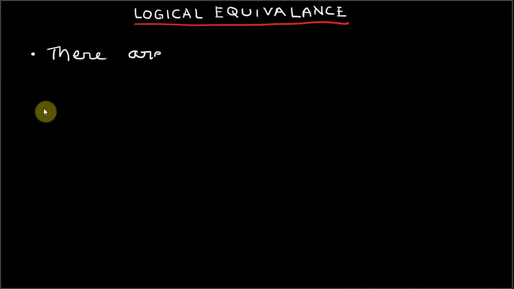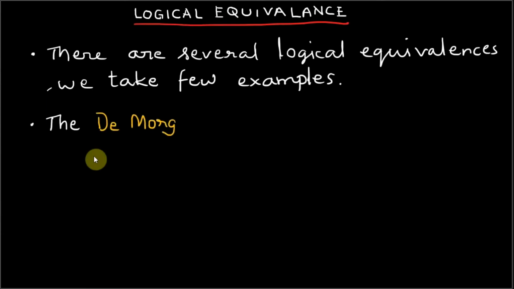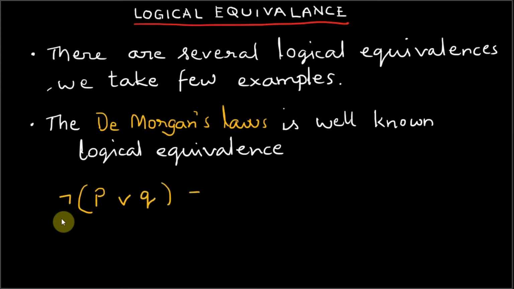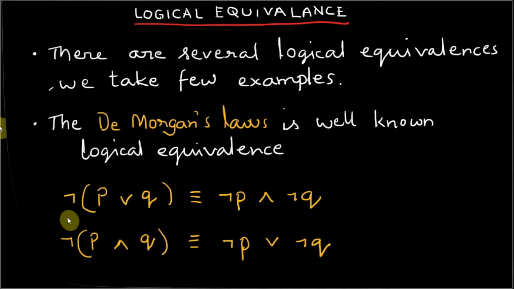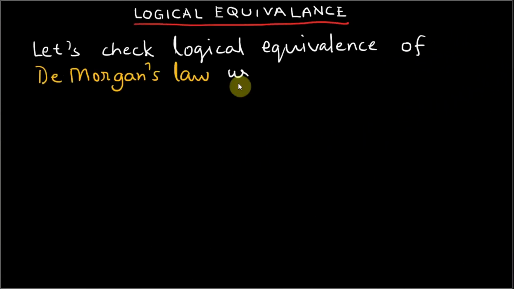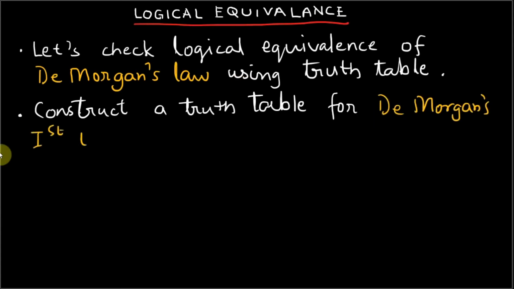There are several logical equivalences. We take a few of them as examples and verify the claim. De Morgan's law is a well-known logical equivalence, which is: negation of P or Q is equivalent to not P and not Q, and negation of P and Q is equivalent to not P or not Q. Let us check the logical equivalence of De Morgan's law using a truth table. First, we need to construct a truth table for De Morgan's first law.